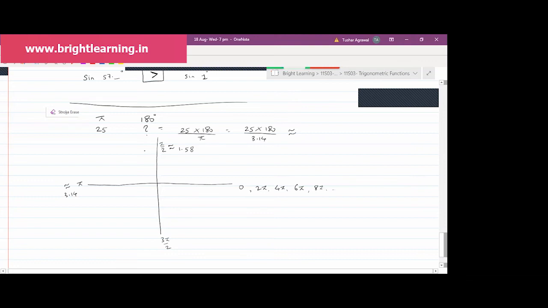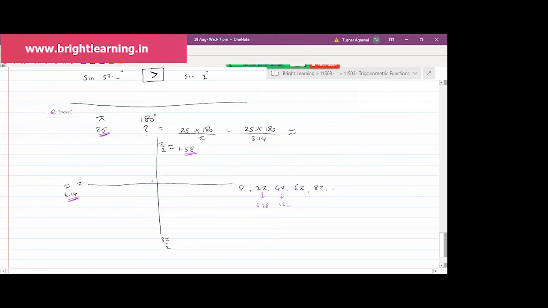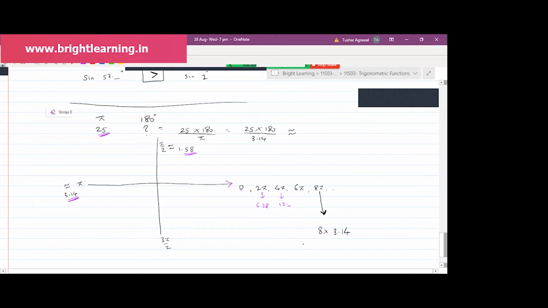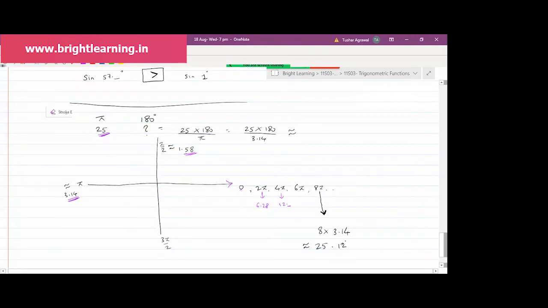Can you see that 25 radians, in terms of decimals, is 0 radian, 1.58 radians, 3.14 radians, then 2 pi is actually 6.28 radians, then 4 pi means 4 into 3 point something, 12 point something radians, and so on. If you go on rotating this way, you have reached 12 point something radians, meaning you have rotated two times completely, and you have still reached the positive x-axis. So 8 pi, if you go over here somewhere, 8 pi will be 8 into 3.14 something, so it will be 25 point something.